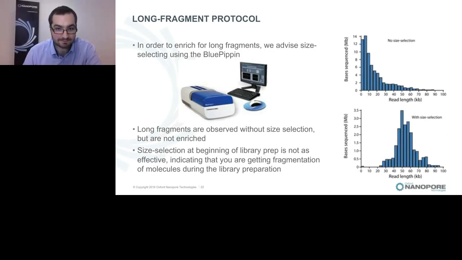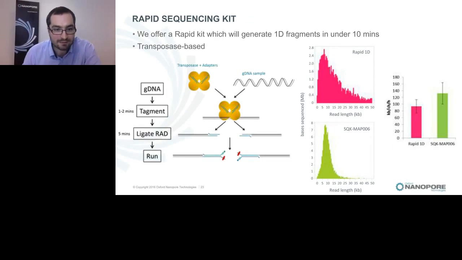Here we compare the expected output of a rapid 1D kit with a standard 2D library, so a 70-minute sample prep time. In this case, the DNA again was E. coli. So you can see from the throughput graph on the right, in kilobases per channel per hour, the standard library prep does offer an improved throughput, but it does take an hour longer.